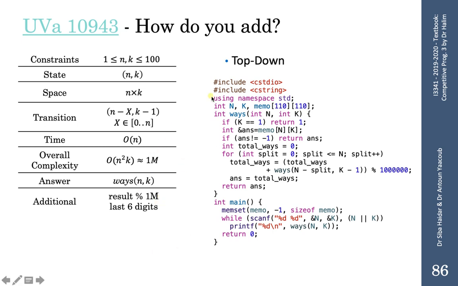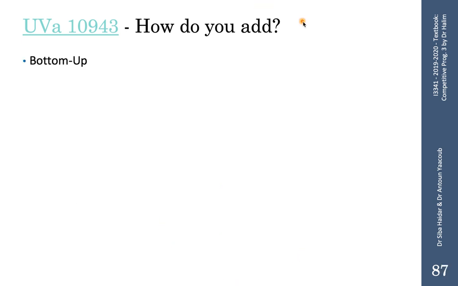You have the recursive function ways, which memoizes the states, and as usual, if you have already memoized it, you return it, else you sum. You have the for loop from 0 to n, and you always accumulate the number of ways of (n minus split, k minus 1), where split varies between 0 and n, and you always calculate modulo 1 million. And finally, in the main you call ways of (n, k) in order to get the answer. So memo is the memoization table. You set it to -1 and then you do all this. So this is easy.